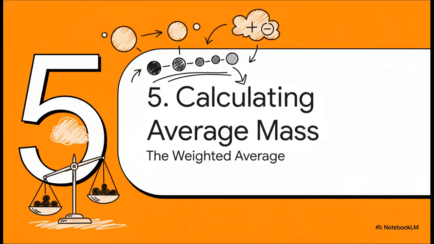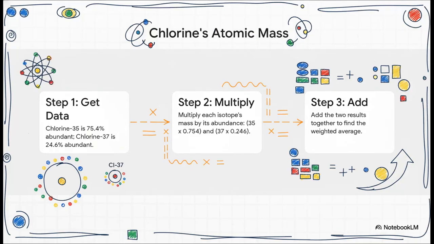All right, Section 5. Let's talk about calculating that average mass. I know, weighted average sounds a bit complicated, but I promise the calculation is actually really straightforward. Let's just walk through it. We'll stick with chlorine. So out in the world, about 75.4% of all chlorine atoms are the lighter chlorine-35 isotope. The other 24.6% are the heavier chlorine-37.